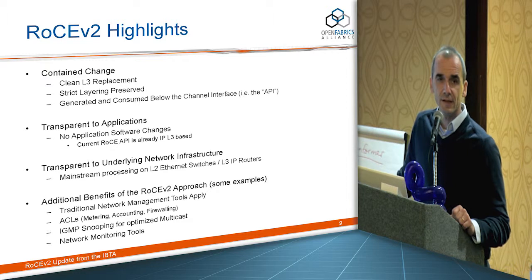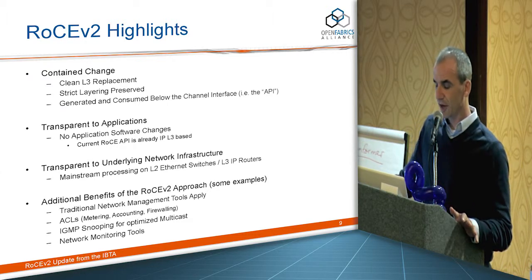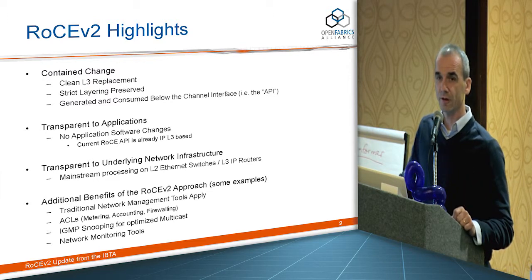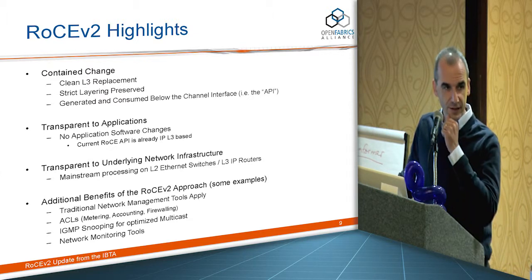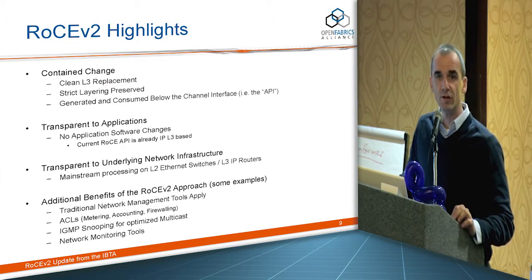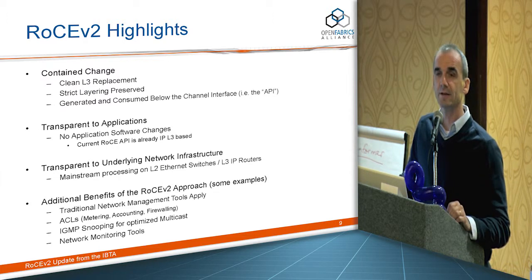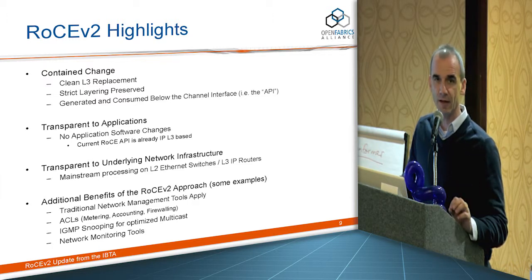A few highlights, maybe repeating a little bit myself. It's a completely contained change. We're just doing a clean replacement of the layer 3 in the previous protocol. The strict layering is preserved. We don't want to mess with that clean architecture that we have. All of these changes that end up happening in the format of the packet end up being completely contained within the implementation of the RDMA layer.